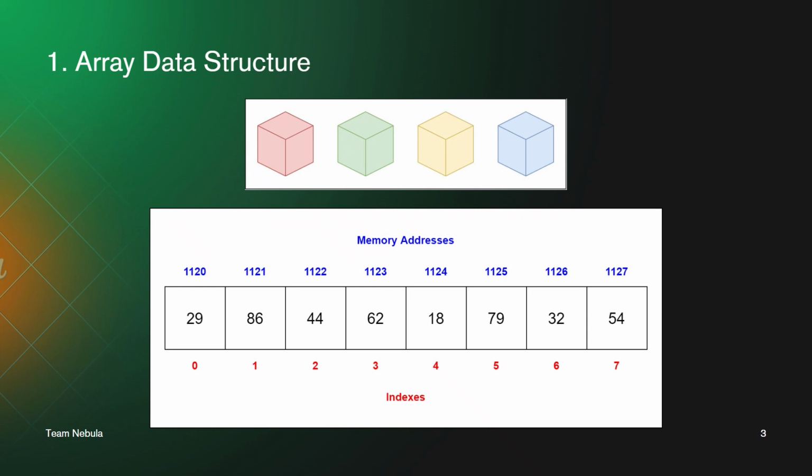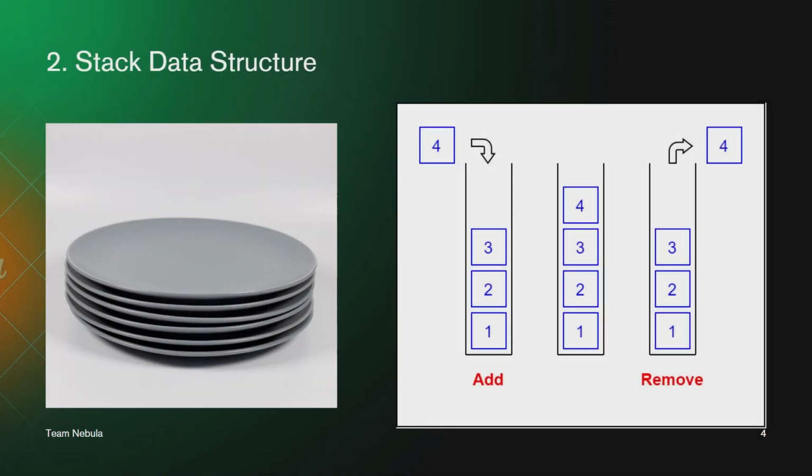Array data structure. In an array, elements are stored in continuous memory locations. All elements in an array are of the same type, and the programming language determines the allowable types. Stack data structure. A stack follows the last in, first out principle. Imagine a pile of plates. The last plate added to the pile will be the first one removed.